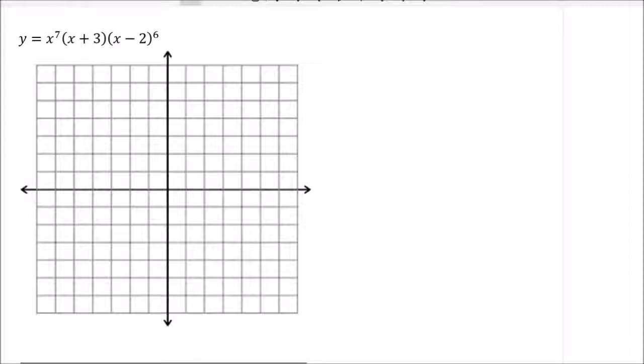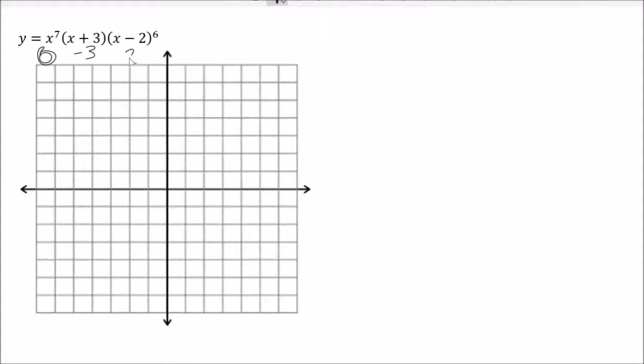At this stage, I think you're definitely ready to try them on your own. So again, pause the video and give it a shot. I'm going to go quickly. My zeros are 0, negative 3, and 2, with multiplicities of 6, 1, and 7. So my degree is 14, and it looks like it's going to cross, cross, bounce.